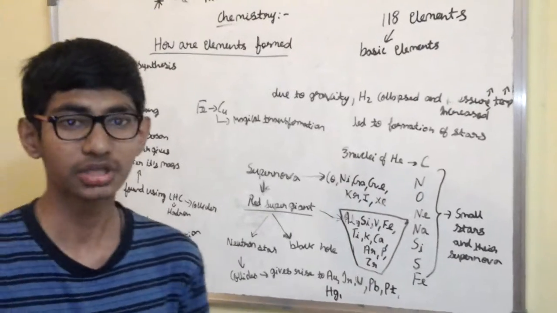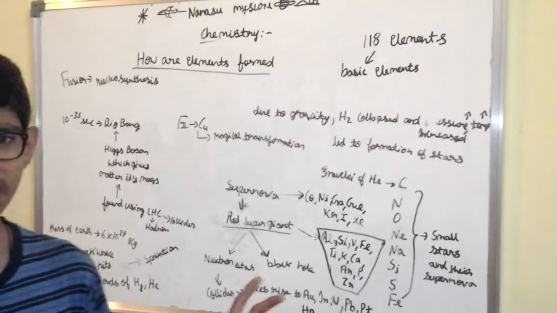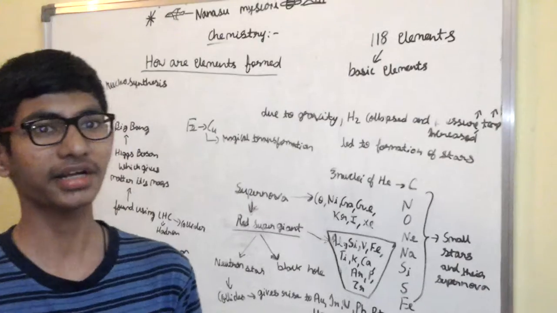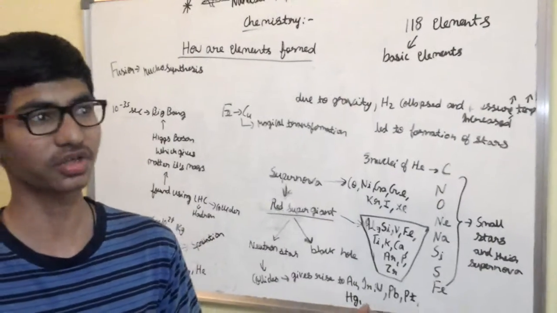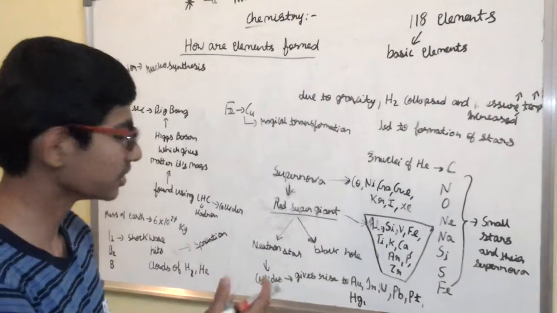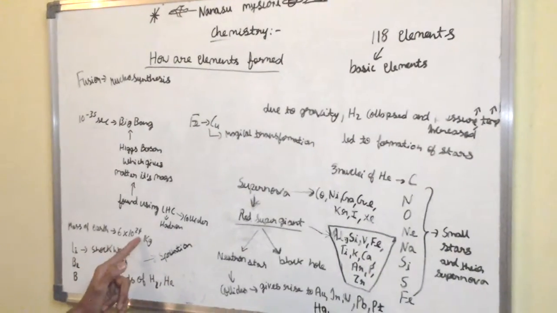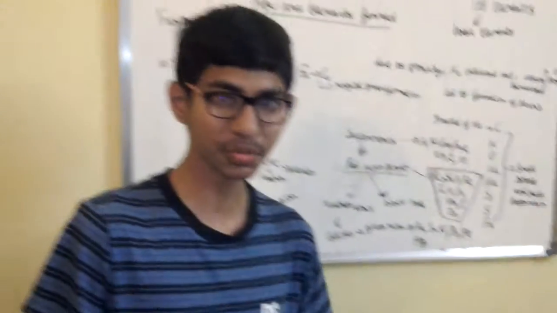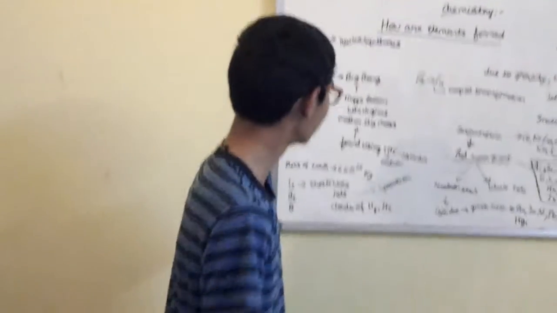All these elements were formed, but these stars were the size of cities. Imagine two cities combined, and it gave rise to a huge explosion the size of the Earth. So this is what happened. It gave rise to a huge amount of mass, that is 6 times 10 to the power of 24 kg. That's the mass of the Earth, and that much gold was produced in this explosion, heavy elements.